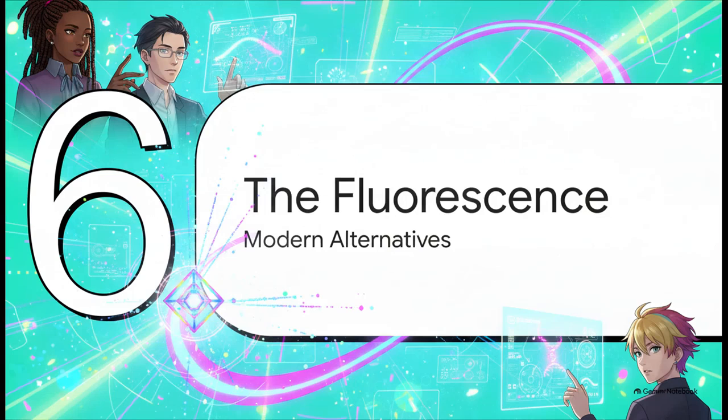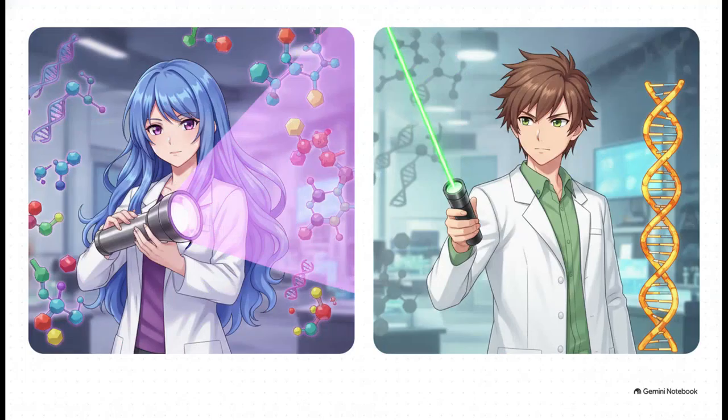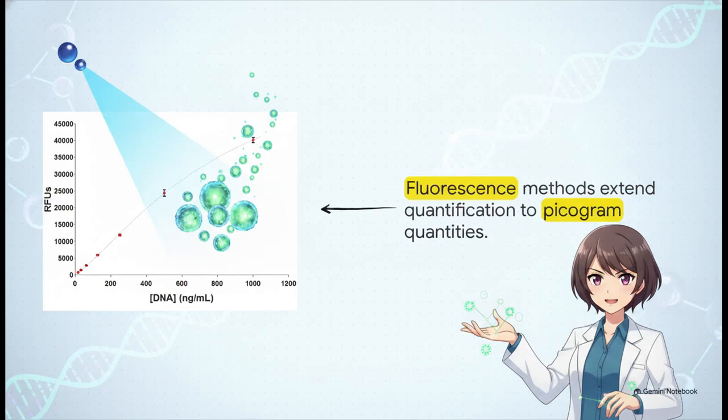Section 6, the fluorescence alternative. Well, if we pit the two main methods against each other, the differences are pretty stark. UV spectrometry is like your everyday, casual workhorse. It's incredibly fast, and you don't need any extra consumables. But as we just saw, it's vulnerable to counting every single 260 nanometer absorber in the tube. Fluorometry, on the other hand, is the precision sniper. It uses target-specific dyes that only bind to exactly what you want, like double-stranded DNA, and it completely ignores free nucleotides and RNA.